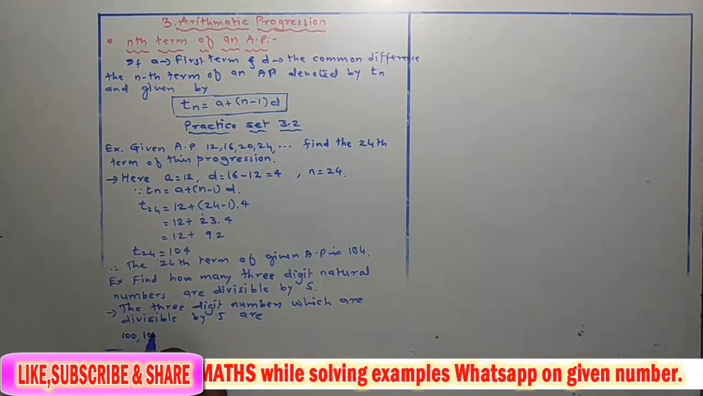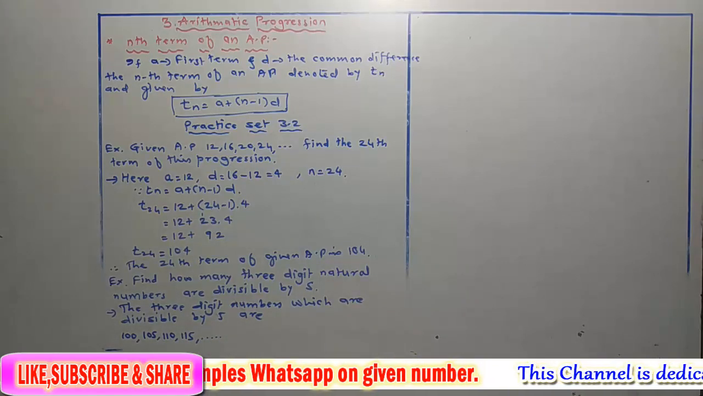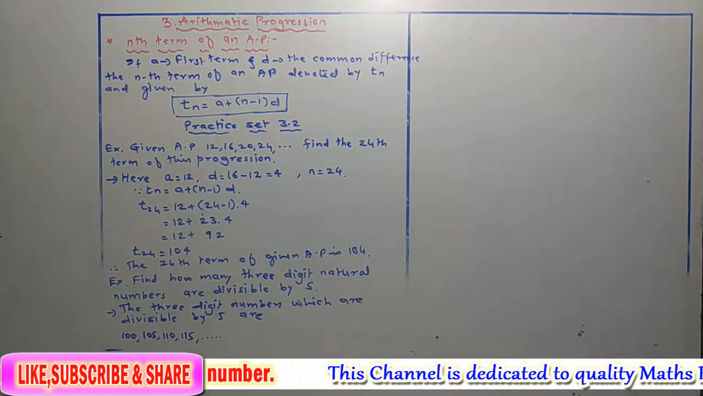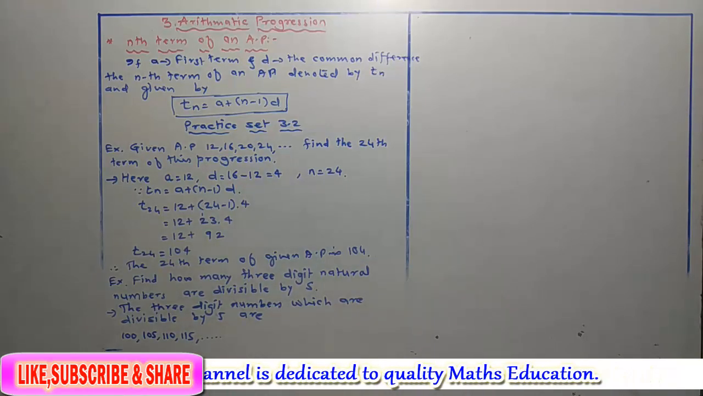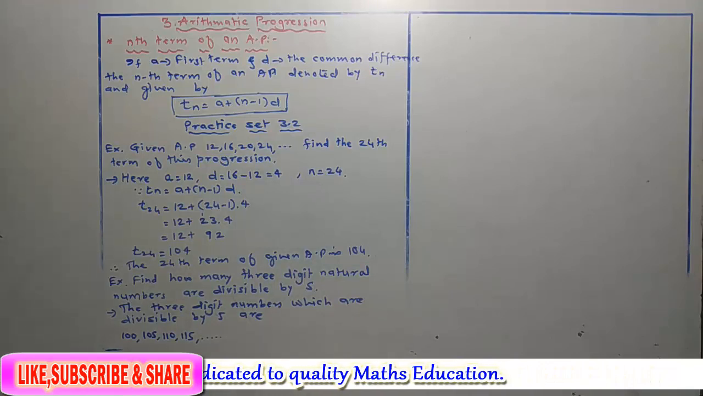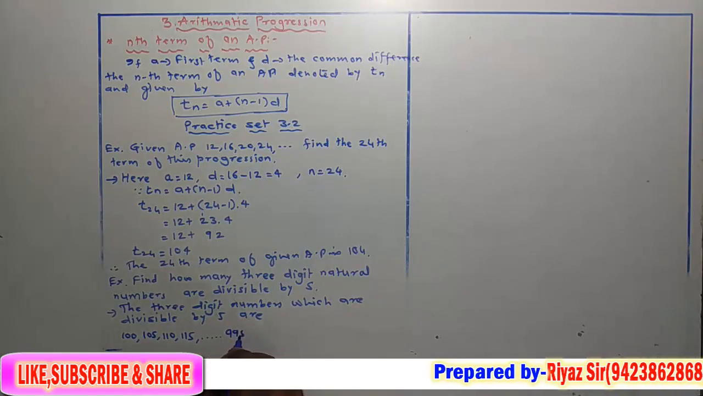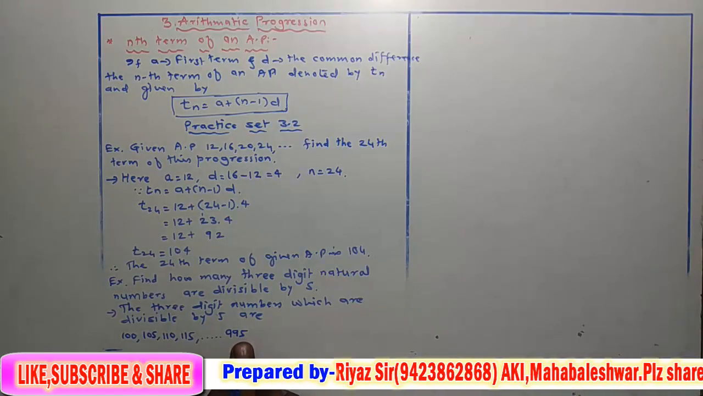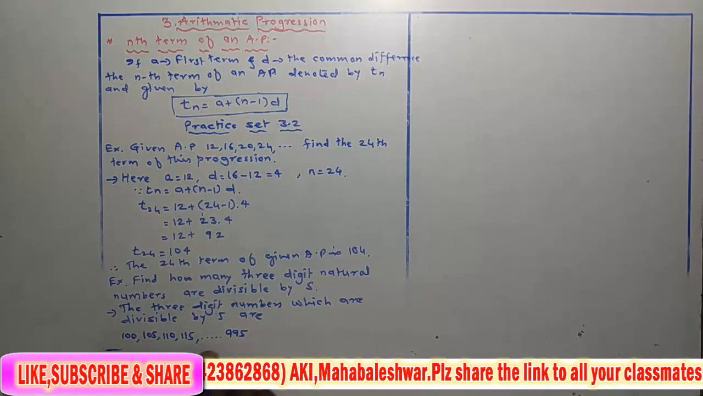Then 105 is divisible by 5, 110 is divisible by 5, 115, and so on. Now from the last, which is the greatest 3-digit number divisible by 5? The last number is 999. Is it divisible by 5? Since the unit place contains 9, this number is not divisible by 5. 998, 997, 996 and 995. 995 is the greatest 3-digit natural number divisible by 5 because its unit place contains 5. Remember this. So these are the numbers from 100 to 995 which are divisible by 5.